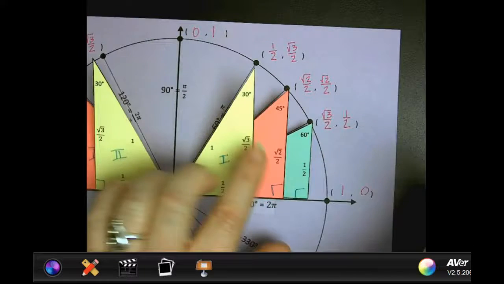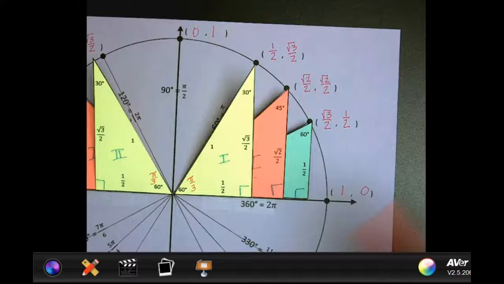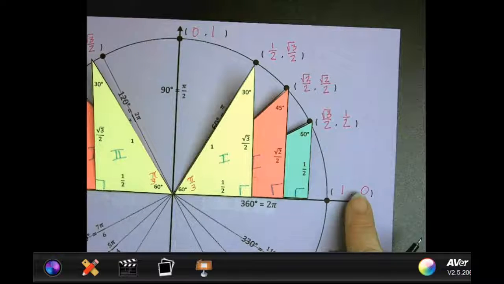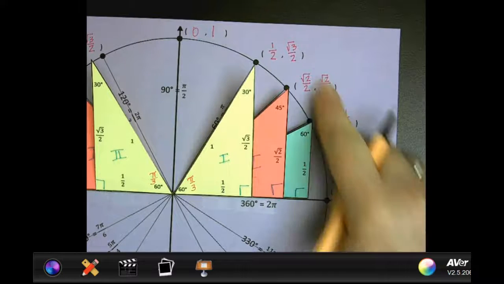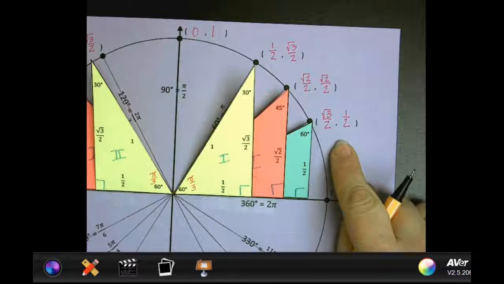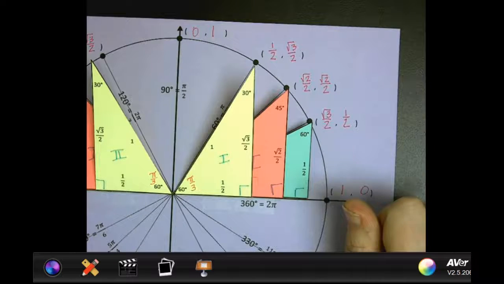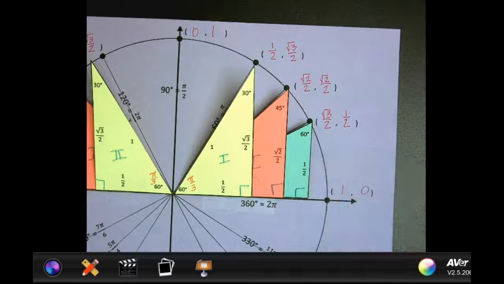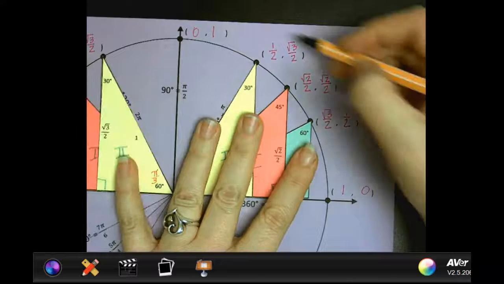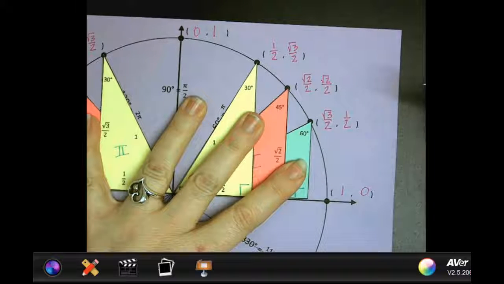When you look at all of the ordered pairs except for the quadrantal ones, all of these that we filled in first, every single one of them is something over 2. Would you agree with that? They're all over 2. Medians, they could be over 3, 4, 6, whatever. But all of these special ordered pairs are over 2.